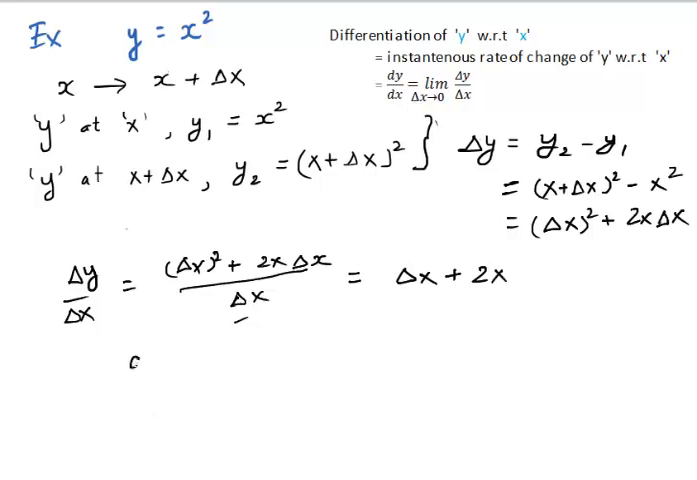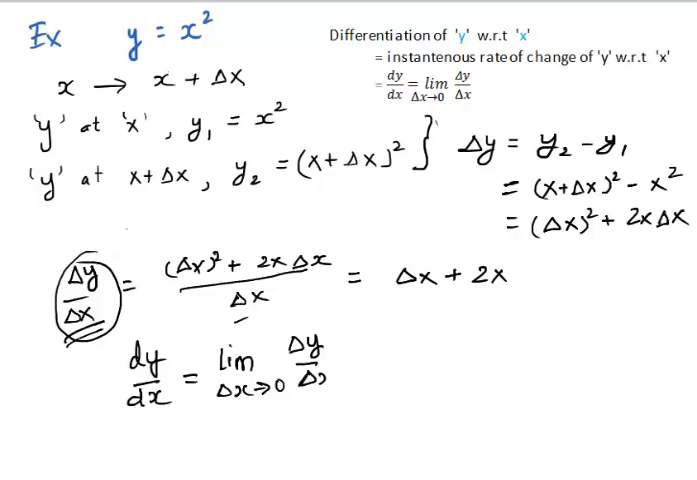Now let's try to evaluate dy by dx from this. So dy by dx is nothing but the evaluation of delta y by delta x under the condition that delta x tends to 0, which is represented by a limit delta x tends to 0 delta y by delta x. So let's substitute the value of delta y by delta x under this limit. It is limit delta x tends to 0, we'll have delta x plus 2x substituted in place of delta y by delta x.